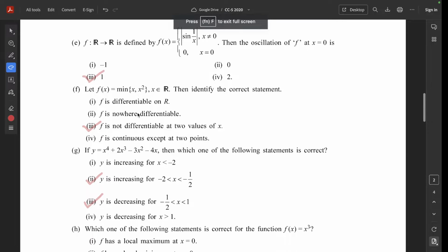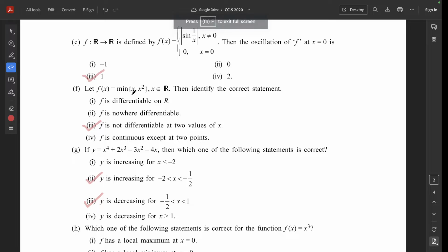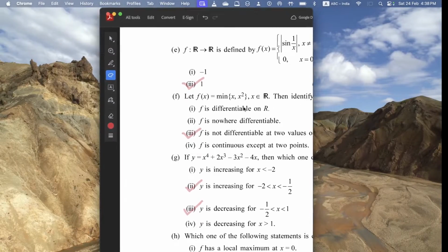Next question. Let f(x) equal to minimum of x comma x square, x belongs to R, then identify the correct statement. The correct option is 3: f is not differentiable at two values of x.